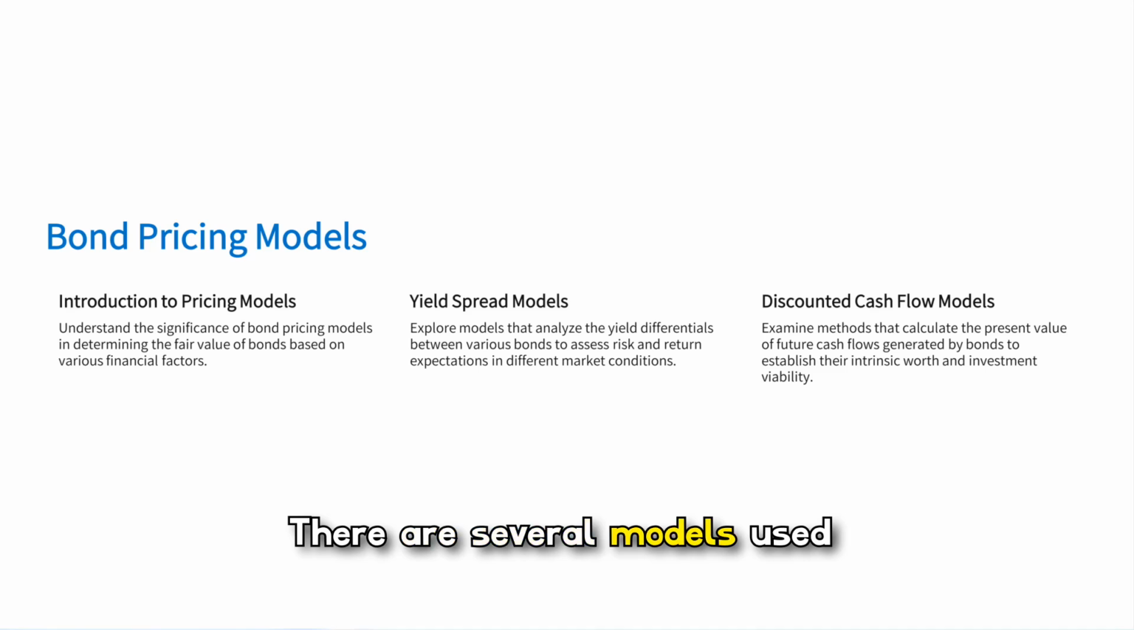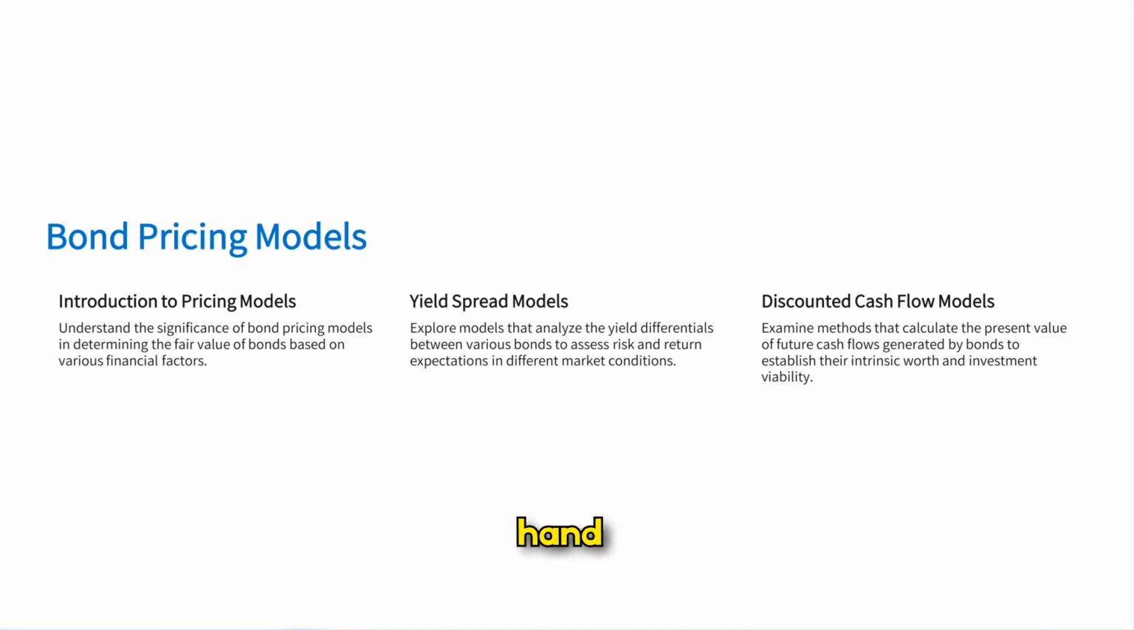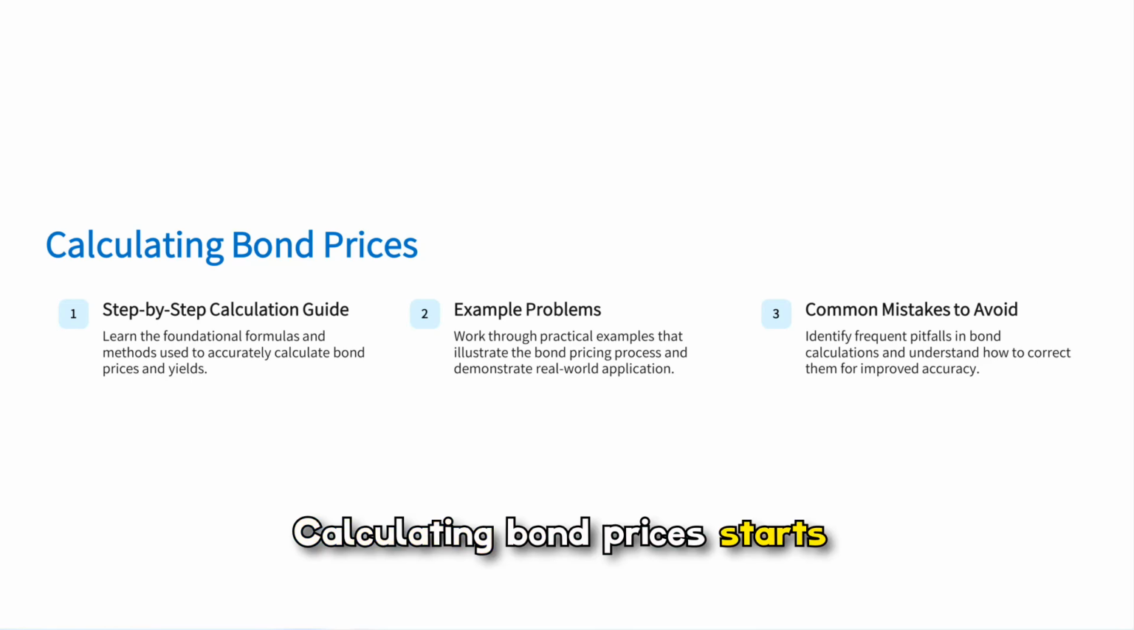There are several models used to price bonds. Yield spread models look at differences between securities to assess risk, while discounted cash flow models calculate present value of expected payments to find intrinsic worth. Each model has strengths and trade-offs, and choosing the right approach depends on data availability and the specific pricing question at hand. Calculating bond prices starts with straightforward formulas and a clear process.